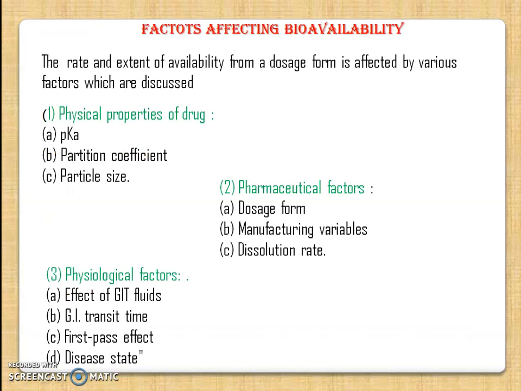Then factors affecting bioavailability. So the rate and extent of availability from the dosage form is affected by various factors, which are discussed here. First is the physical property of the drug, which includes pKa, partition coefficient and particle size. Then pharmaceutical factors include dosage form, manufacturing variables and dissolution rate. And physiological factors: effect of GIT fluid, GI transit time, first pass effect and disease state.